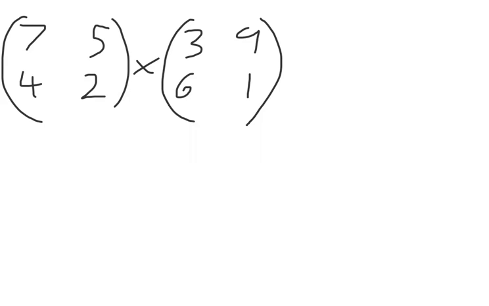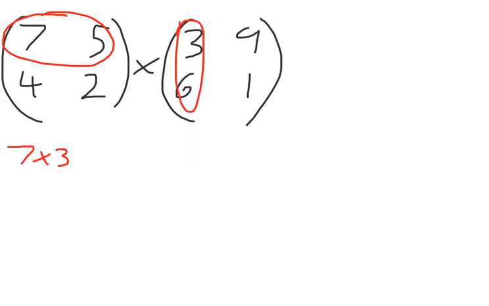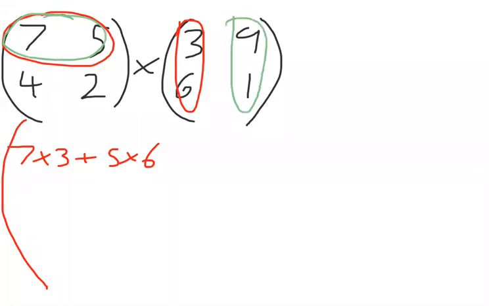So first we look at the first row and the first column. First row, 7 and 5, times the first column, 3 and 6. 7 times 3 plus 5 times 6. And that's going to be the top left number. Top right number is going to be the same first row, and this is now being times by the second column of the second matrix. So 7 times 9 plus 5 times 1.